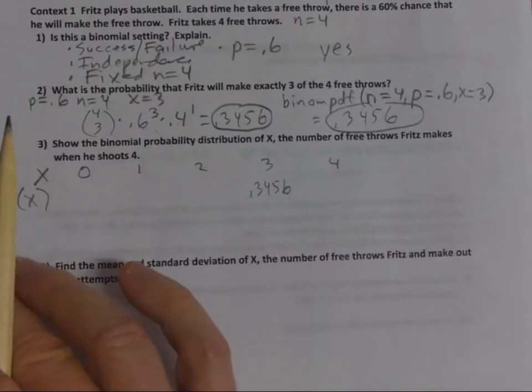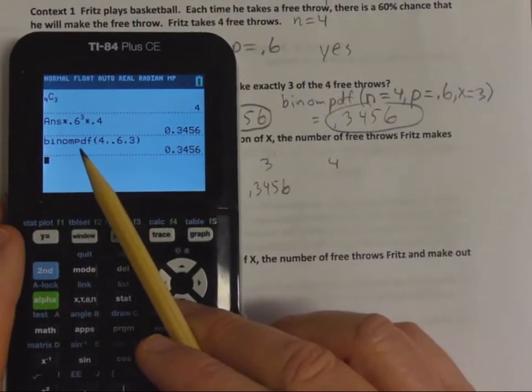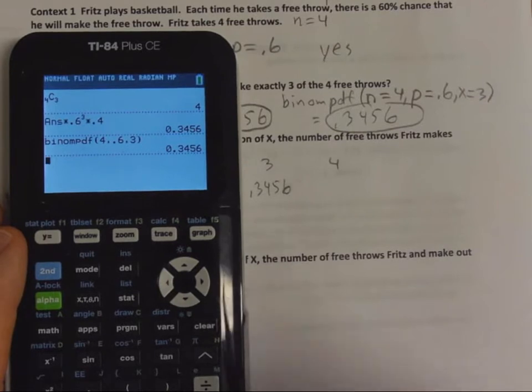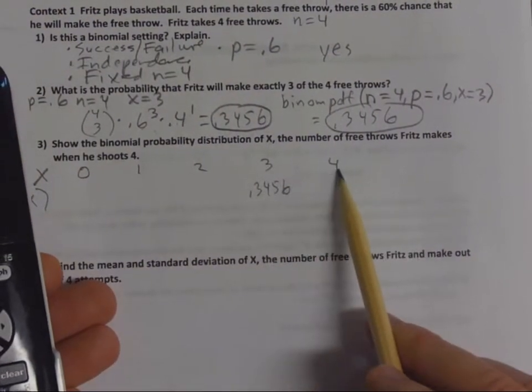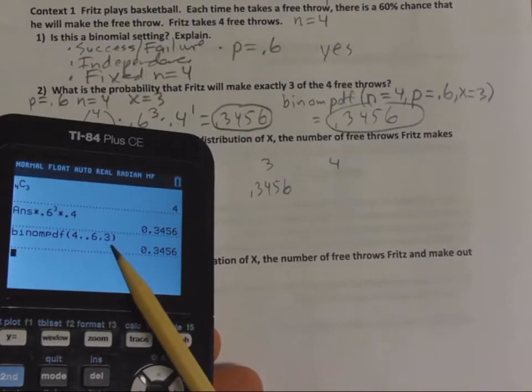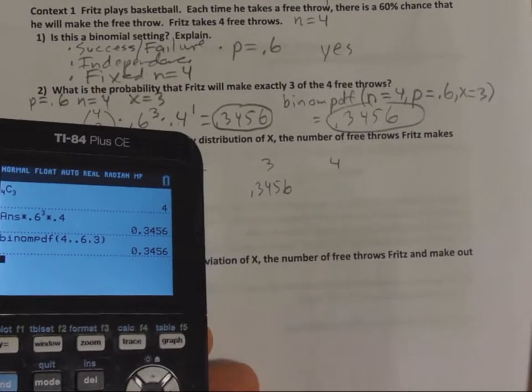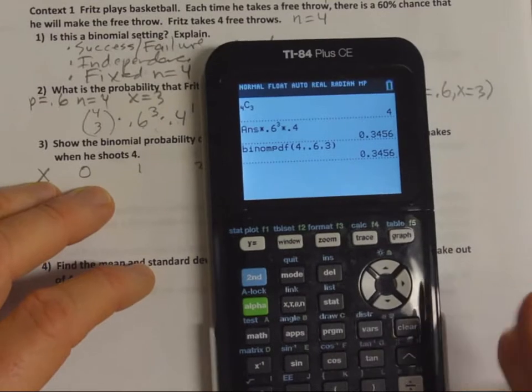What I'm going to do is I'm going to use this binomial PDF function, but I'm going to do it in a list. And in list 1, I'm going to put the x values here. And then where you're supposed to put the x value here, I'm going to just put list 1 in it. So I'm going to put 0, 1, 2, 3, and 4.